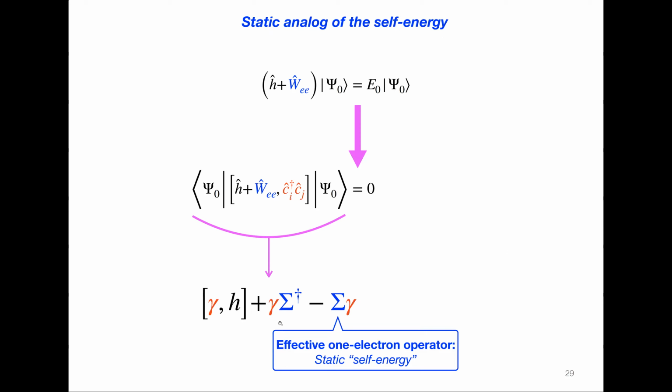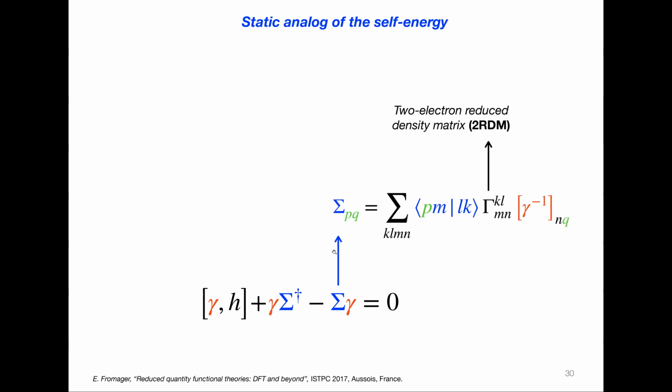But then regarding the 2-electron interactions, they are packed into this 1-electron operator that I call sigma on purpose. You will see why in a minute. As you can see, this sigma here, I give you just the definition. I call it static self-energy because it has a structure which is very similar to the self-energy that you see in Green function theory.